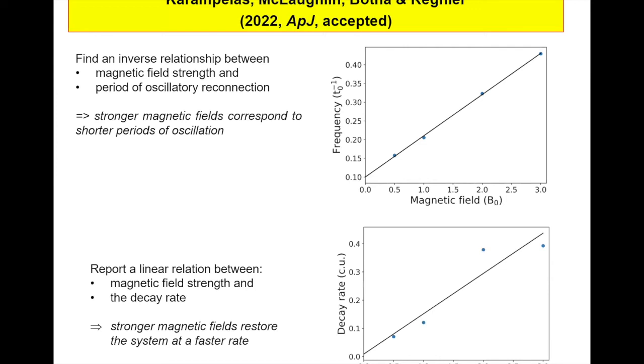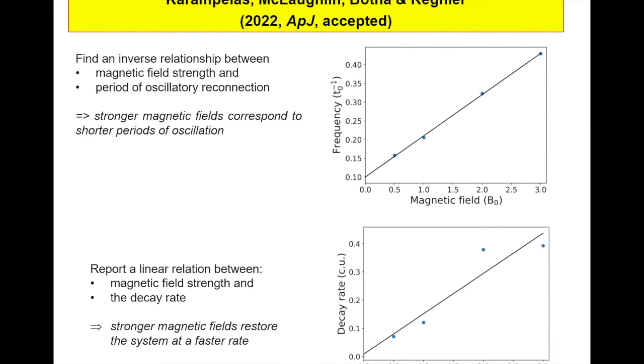We also found a linear relationship between magnetic field strength and the decay rate. And so what we found is that for stronger magnetic fields, the system is restored at a faster rate. So for stronger magnetic fields, the decay rate increases. And both of those results are interesting because it allows us to then start relating period and decay rate to magnetic field strength.